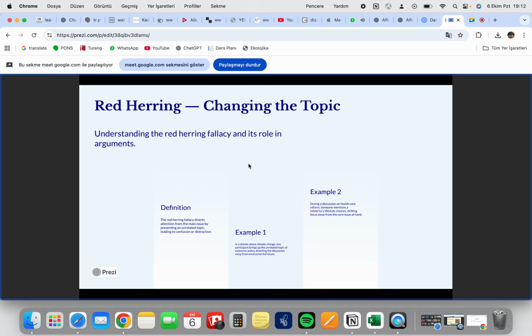Let's explain it with an example. We say we should talk about how expensive university is. And the other person says, but don't you think our football team is doing great? I mean, you're going to become like, what? Why are you using those words? I didn't mean that. So different topic, same conversation, total distraction. What are they trying to do?